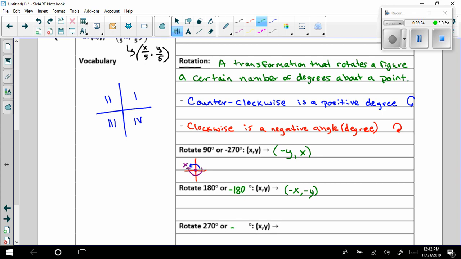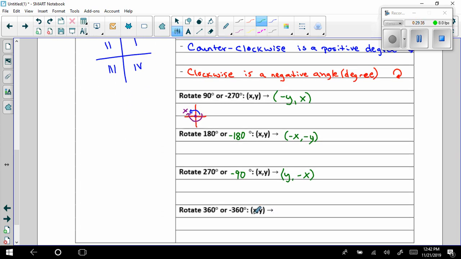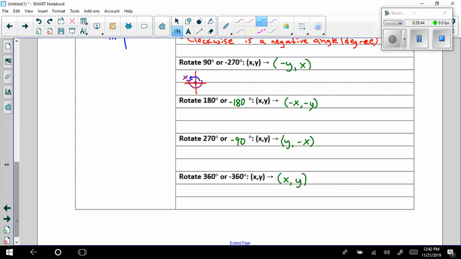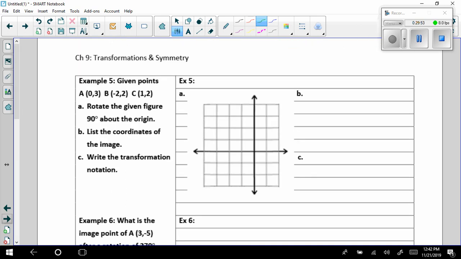270 or negative 90, we have y, negative x. And this remembers what's happening to your points. For a full circle, nothing will happen. That will stay the same. And a full circle is a full circle, no matter which way you're going. Okay, so again, using these to create your new points is the goal of that.